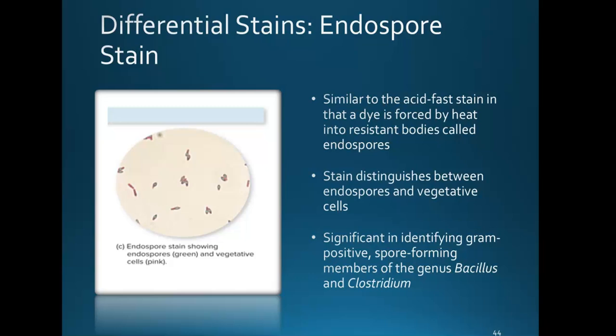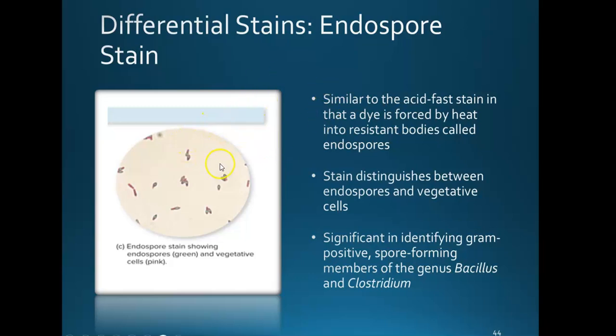You use malachite green as the primary stain, and you heat up your slide without letting your specimen dry out. The endospore takes up the malachite green, and then you wash it to remove any of the malachite green that hasn't bonded, and then you use a counterstain of safranin, which stains the other structures of the cell. If the stain has been prepared properly, the endospores should appear green with red or pinkish cells around them.